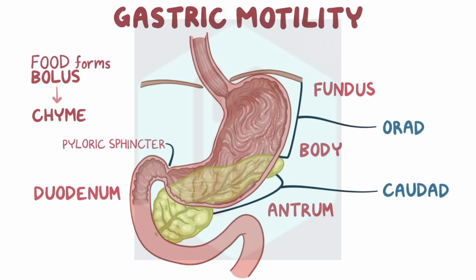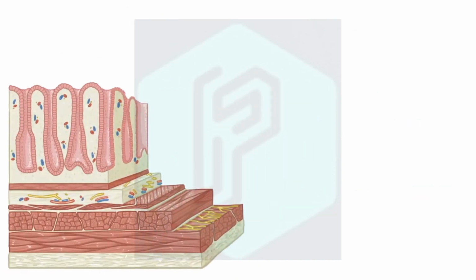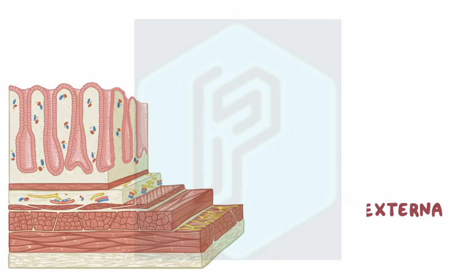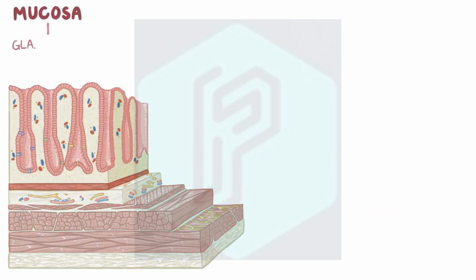Like other parts of the gastrointestinal tract, the stomach has 4 layers. Starting from the innermost layer to the outermost layer, these layers are the mucosa, submucosa, muscularis externa, and serosa. The mucosa and muscularis externa layers are modified in the stomach. The mucosa contains various glands filled with different cells that secrete the components of gastric juice.